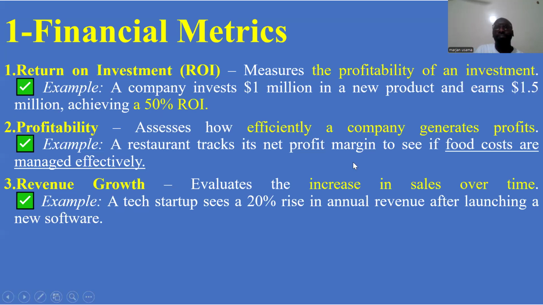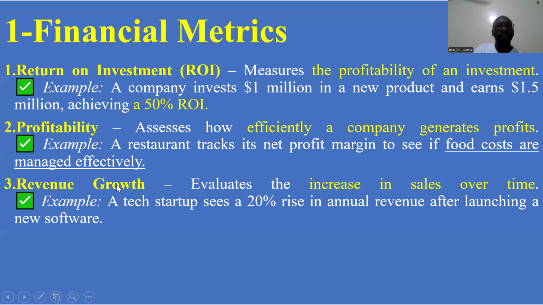Number two, we have what is known as profitability. Profitability means al-arbah. Al-arbah assesses how efficiently a company generates profit. So for example, a restaurant tracks its net profit margin to see if food costs are managed effectively. So when you're talking about profitability, we measure our revenues to our income. So we compare our masarif to our iradat. إذا كان الإيرادات أكثر من المصاريف واو هناك الأرباح والعكس صحيح.